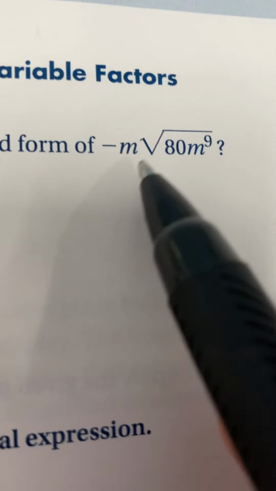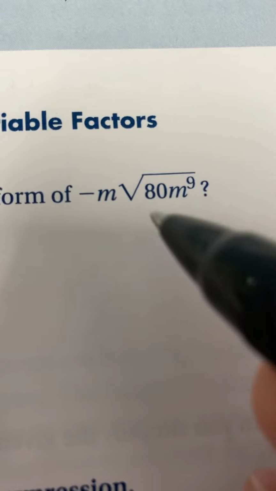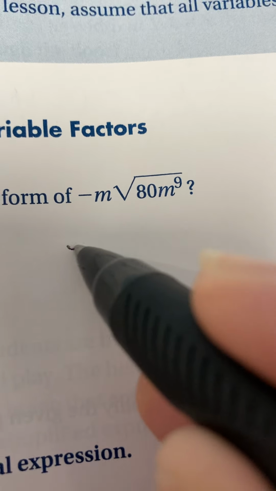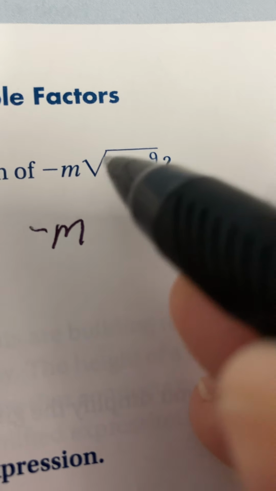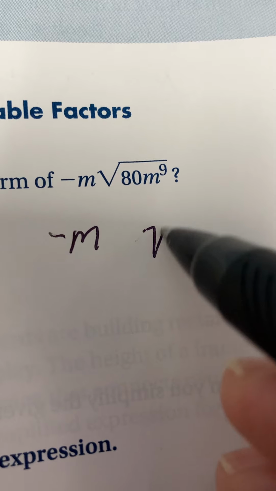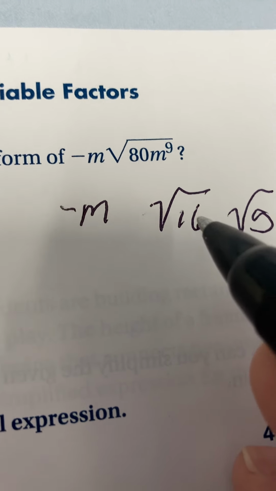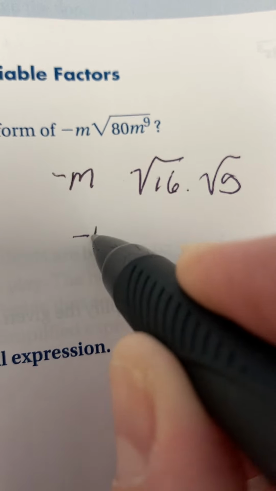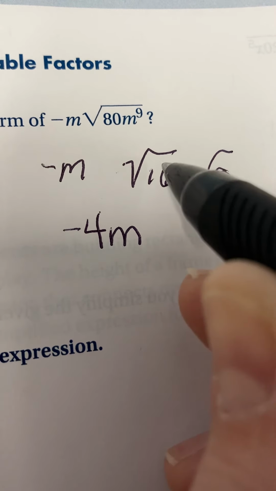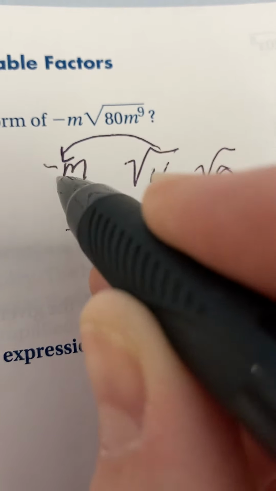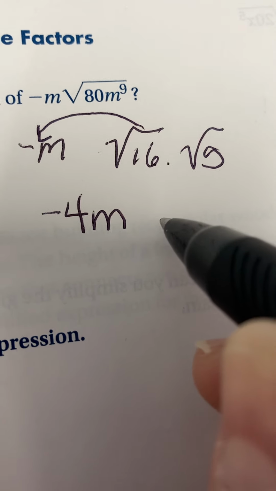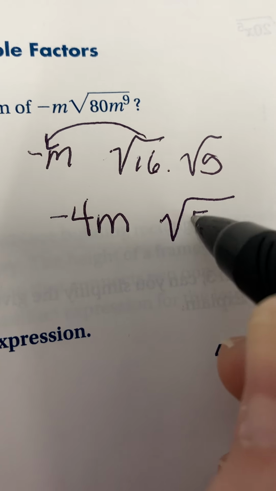All right, then we introduce some letters with this. So again, when we did this, I'm just going to rewrite that negative m for a minute. The square root of 80 will break down into 16 times 5. All right, the 16 becomes a 4. So now I have negative 4m because I brought the 16 and it joined this m outside. I just put it in the front. I was still left with the radical 5.